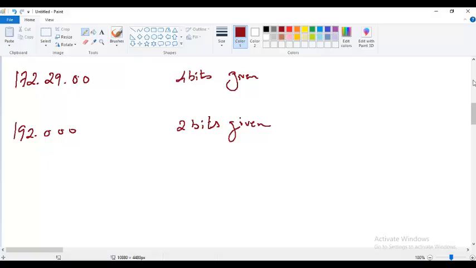Now what will be the second subnet and second IP? No, this. No. Second question, 192.0.0.0, no?